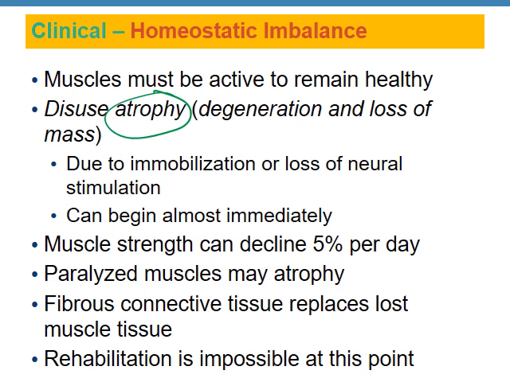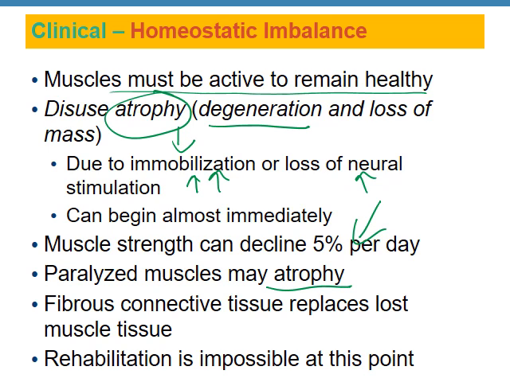We should focus on the word atrophy here. So muscles must remain active to be healthy. Atrophy is when you have degeneration of a muscle. It could be due to the fact that you're not using it, or it could be due to the fact that the neural stimulus has been cut, or there's been some sort of neural loss to that particular muscle. So muscle, if you don't use it, you lose it. 5% decline per day. Paralyzed muscles are going to atrophy. So basically you need to stay active in order for your muscles to be healthy.